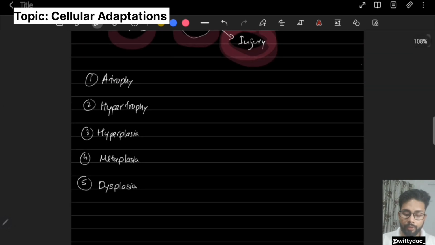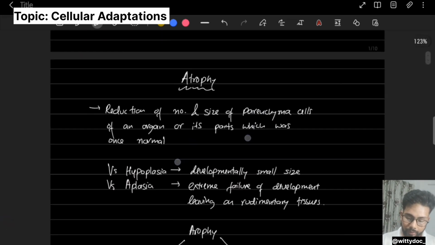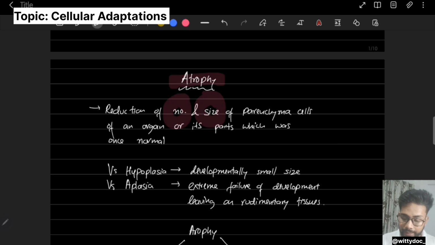There are 5 types of situations where a cell may adapt itself in stressful situations: atrophy, hypertrophy, hyperplasia, metaplasia, and dysplasia. We'll take each of the topics one by one. Let's start with atrophy. Atrophy is the reduction in number and size of the parenchyma cells of an organ or its parts which was once normal. So here the size as well as the number of cells are decreasing.